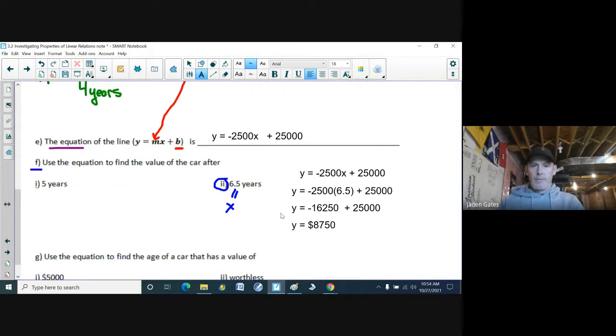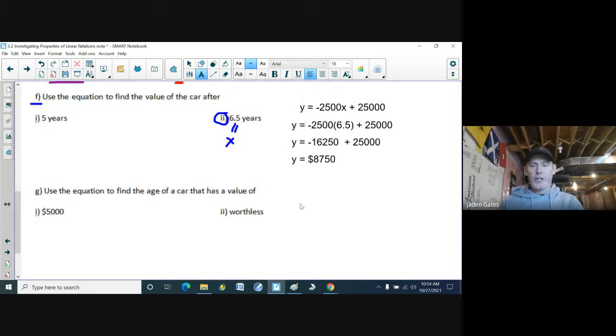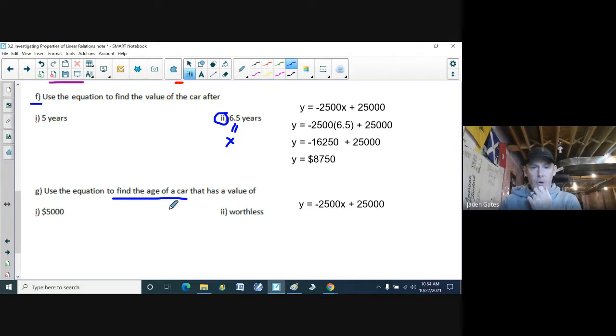All right. The next one. Again, different question, same situation. So there's my equation again. Y equals negative 2,500x plus 25,000. All right. Now it says use the equation, find the age of the car. So this time we're looking for X. If the car has a value of being, and I'm going to do this one here, worthless. Wow. Well, if it's worthless, the value of your car is 0.